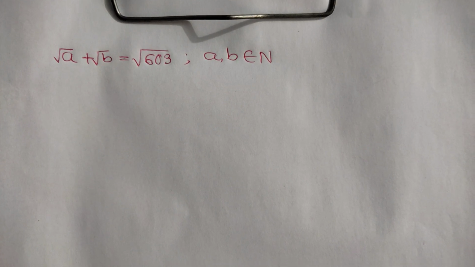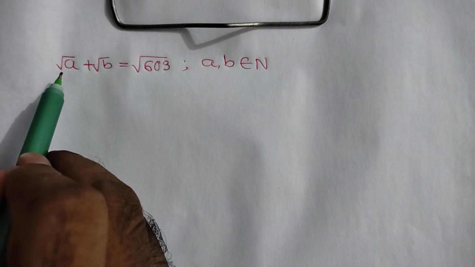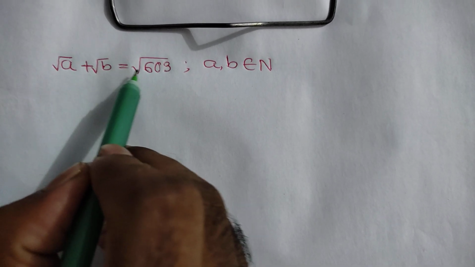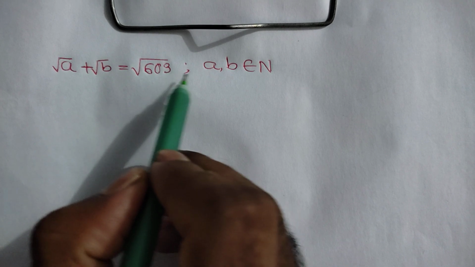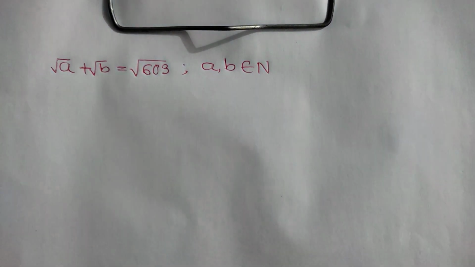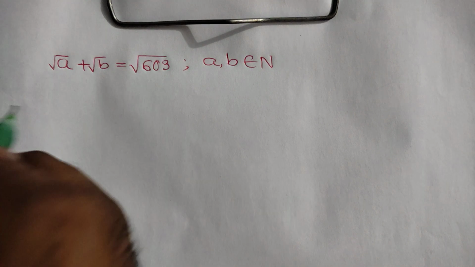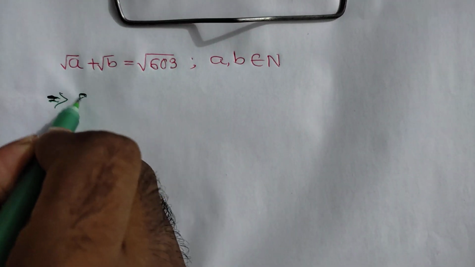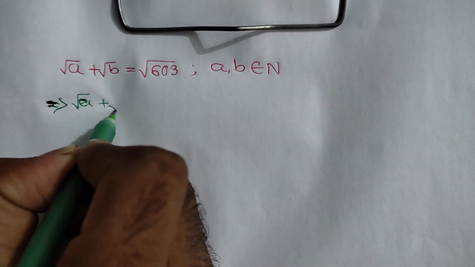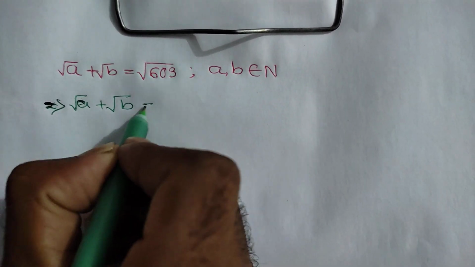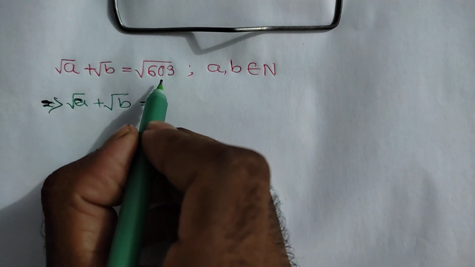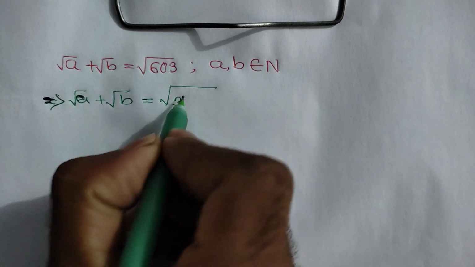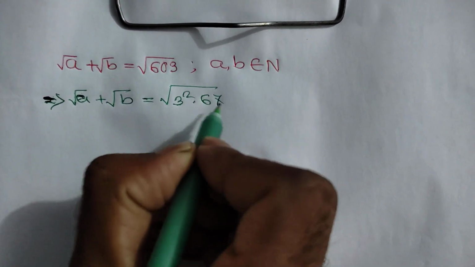Hi everyone, in this video I am going to show how to find the value of A and B where square root of A plus square root of B is equal to square root of 603, and A and B are natural numbers. The square root of 603 can be written as 3 square root of 67.